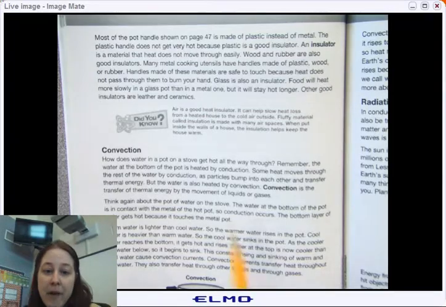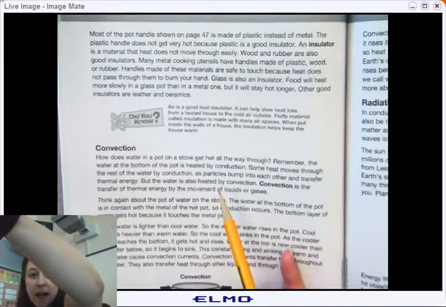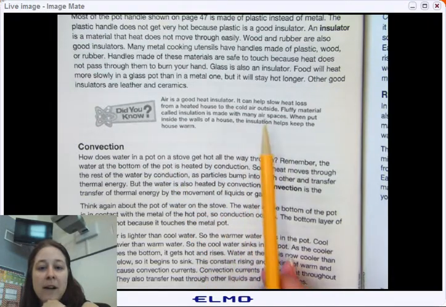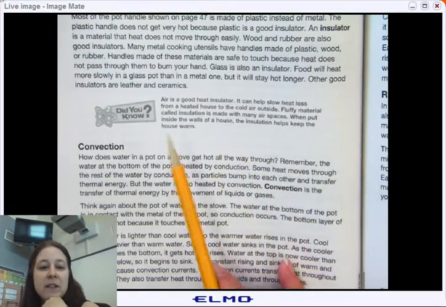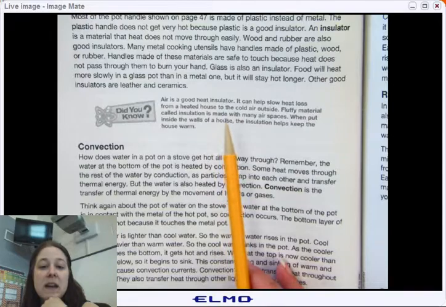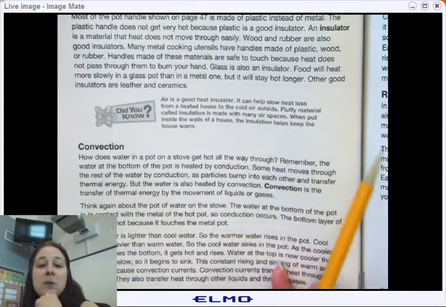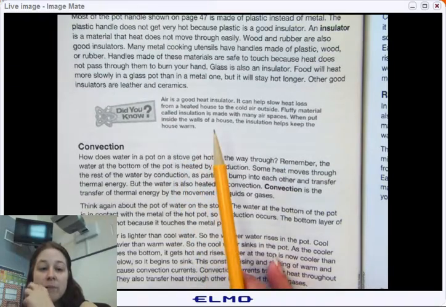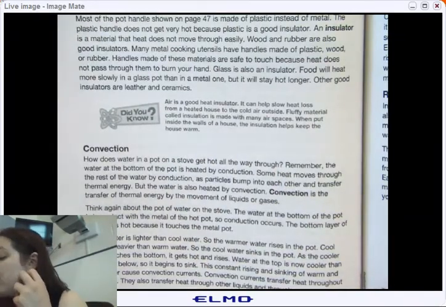Did you know air is a good heat insulator? It can help slow heat loss from heating a house to the cold air outside. Fluffy material called insulation is made with many air spaces, and put inside the walls of the house, the insulation keeps the house warm. Okay, so let's look to see if we can answer any questions before we get to convection.